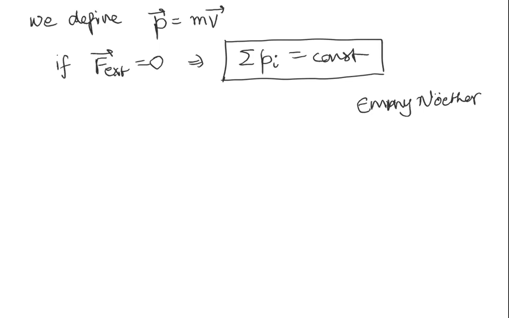Then she proved that if the laws of physics are invariant to rotation, that means that if I am observing the laws of physics and you are observing the laws of physics, with your frame slightly tilted, then the laws of physics for both of us are the same. So if the laws of physics are independent of rotation of the frame, then there must be another quantity which must be conserved naturally. And this other quantity is called angular momentum. Right? We'll see that in the next chapter.